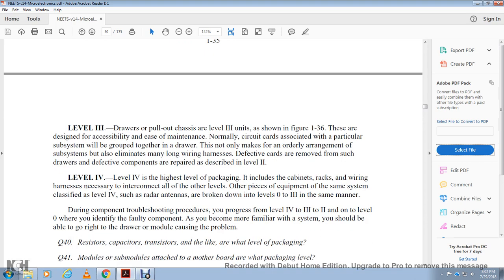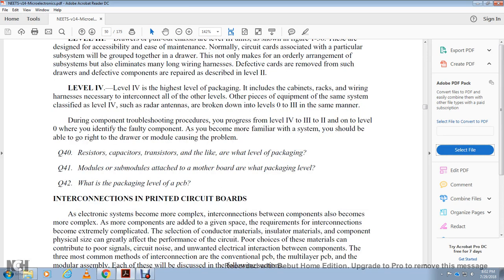Level 4 is the highest level of the pack, included with the cabinet's rack with the wiring and harness necessary for interconnecting all the other levels. Other pieces of equipment are scientifically classified on level 4, such as the radar antennas, broken down from level 0 to 3 in the same manner. During the troubleshooting procedure of the pack, go from level 4 to level 3, level 2, and onto level 0 to identify the faulty component. You will probably become more familiar with the system and you should be able to go right to the drawer and module causing the problem.